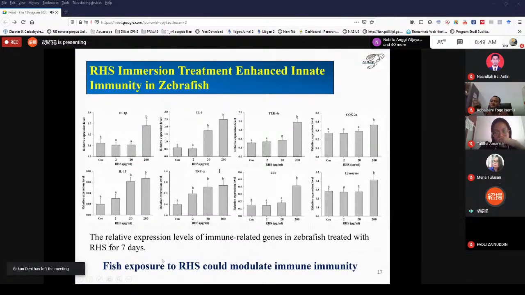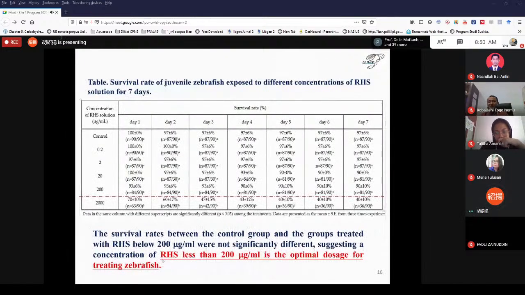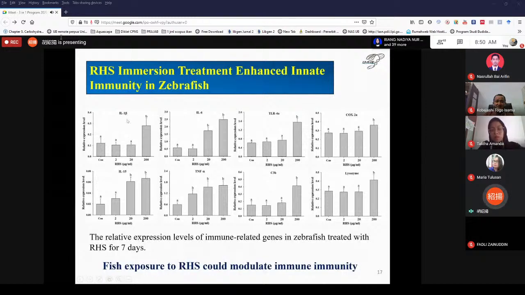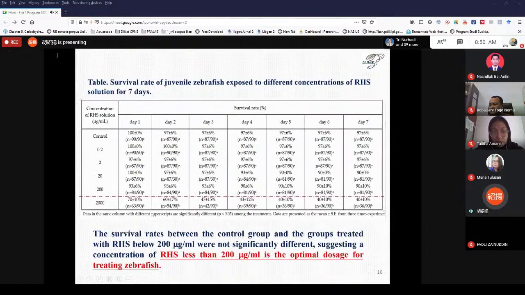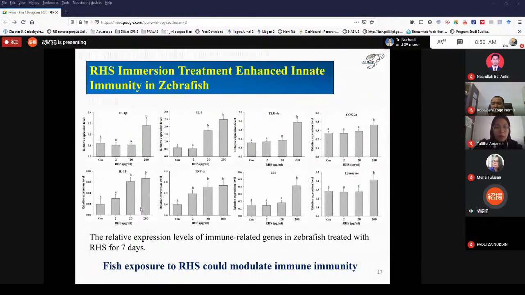And after 7 days, we analyze the immune parameters. We analyze some immune parameter genes, like cytokine genes, like interleukin-1 beta and 6. You can see here toll-like receptor 4, complement, or lysozyme enzyme. You can find that at 20 some indicators already increase compared to the control. All indicators at 200, gene expression is significantly increased compared to the control or the other concentration. So it means 200 microgram per milliliter is optimal. At this concentration, it already can modulate the immunity.